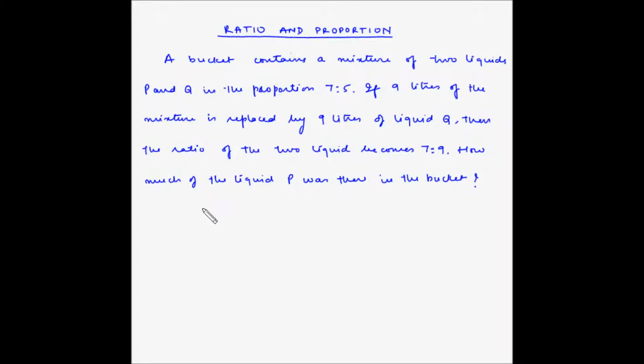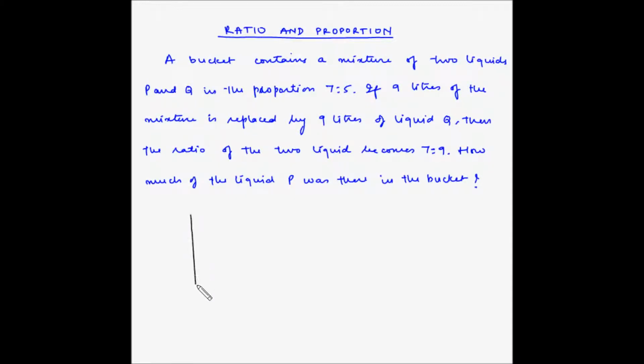A bucket contains a mixture of two liquids, P and Q, in the proportion 7:5. If 9 liters of the mixture is replaced by 9 liters of liquid Q, then the ratio of the two liquids becomes 7:9. How much of the liquid P was there in the bucket?